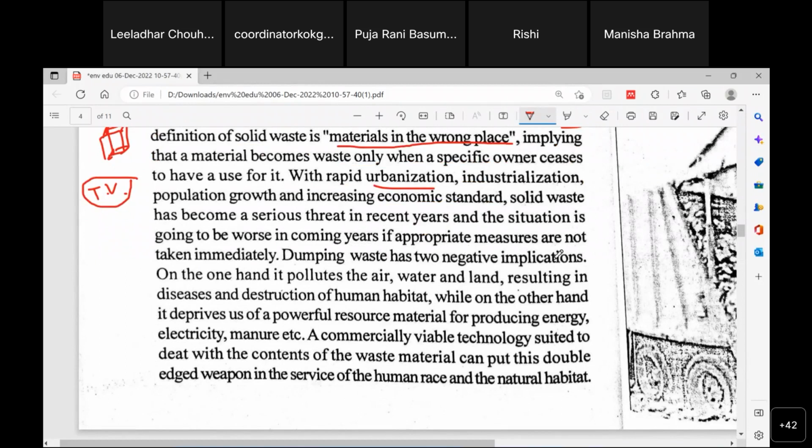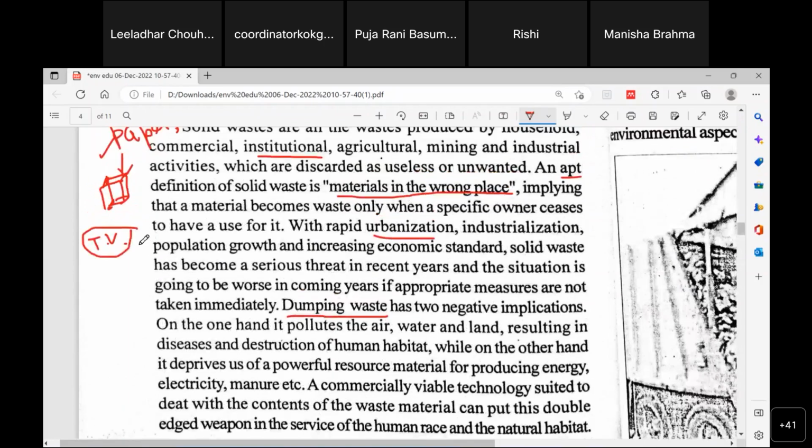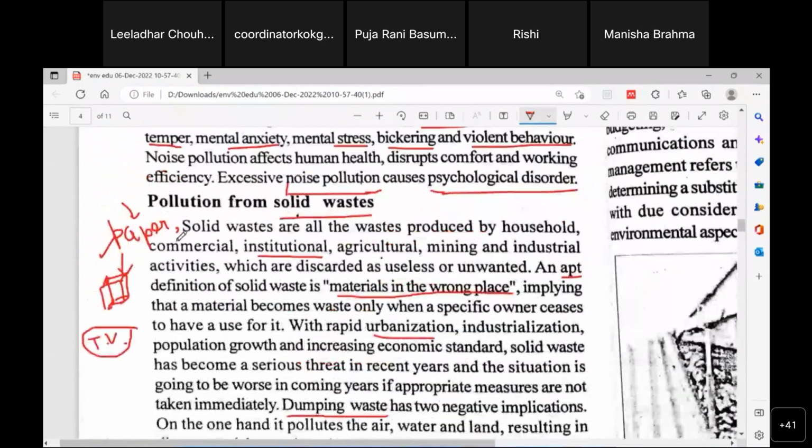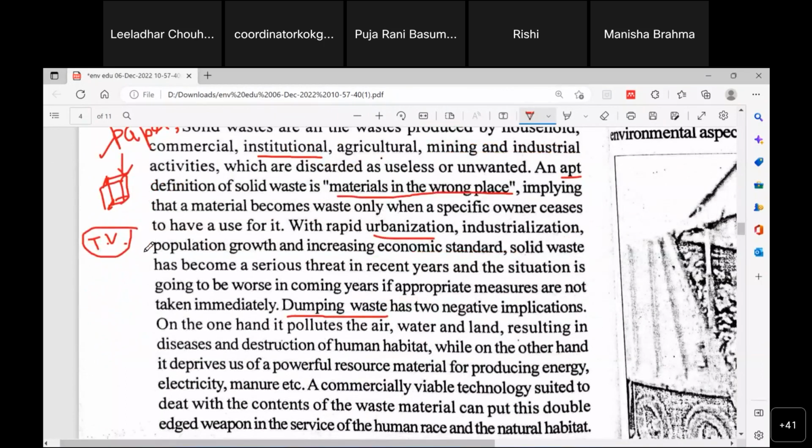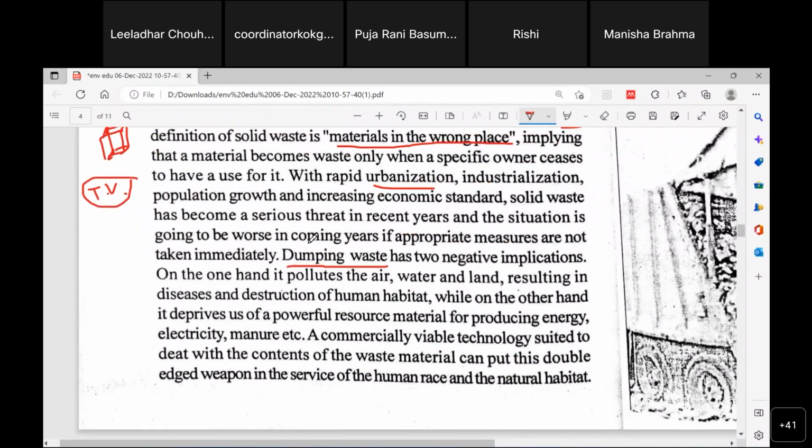Dumping waste has two negative implications. Now the question is, where are we going to dispose this solid waste, this TV, this plastic box, this paper? Some solid waste may degrade with the environment, biodegradable, like paper. If we put it outside on a piece of land, then paper may degrade, but this plastic box, this TV will not degrade, rather it will cause soil pollution. So serious problem solid waste are.